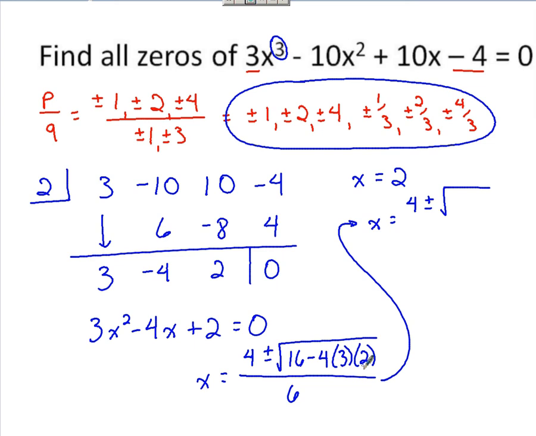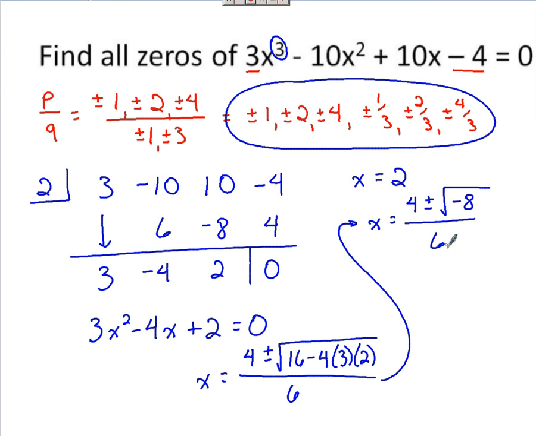So if we do that, we get negative 24. Basically, we're subtracting 24 from 16. If we subtract 24 from 16, we get negative 8. So our discriminant is negative 8. That's all over 6.